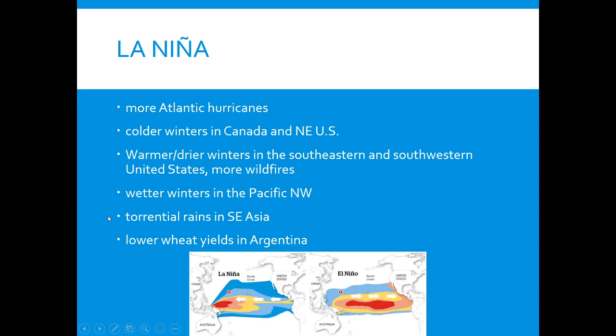Torrential rains in Southeast Asia because that warm water is moving towards Southeast Asia now. And there are usually lower wheat yields in Argentina because there's less water for the agricultural industries.